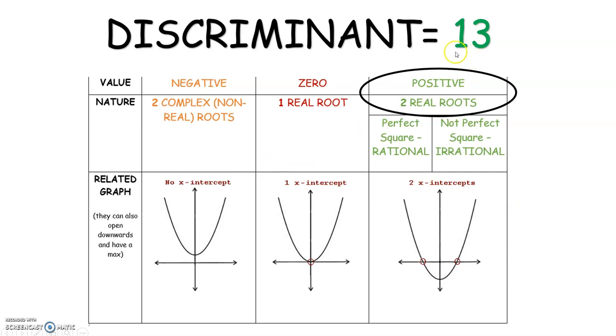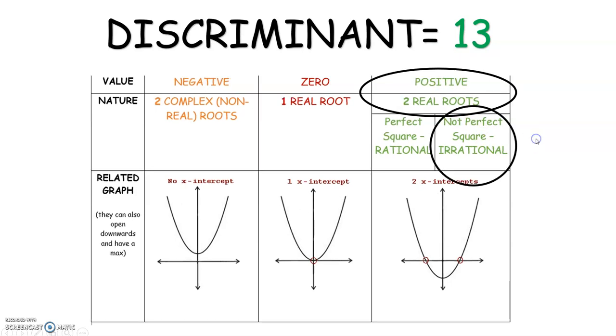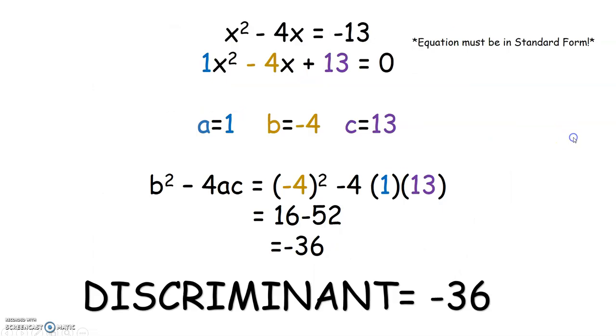So first up, I ask myself, is this value negative, 0, or positive? Well, it's a positive value, which means automatically I'm going to have two real roots. But remember, because we are in the positive category, we have to go a little bit deeper. Is 13 a perfect square or a non-perfect square? You should automatically be saying, oh, 13 is not a perfect square, which means that my roots are going to be irrational. And that's all you have to do with the discriminant.